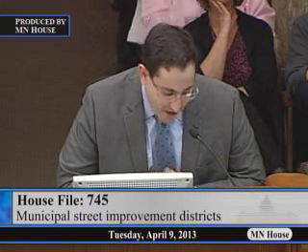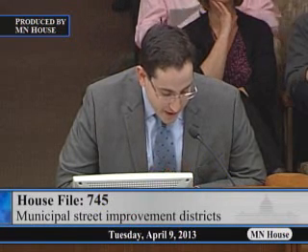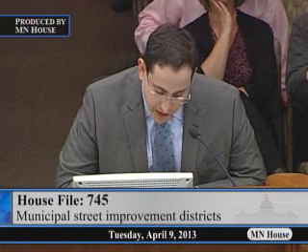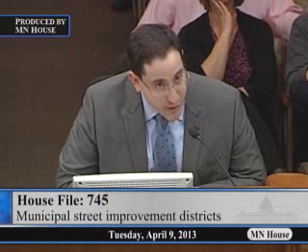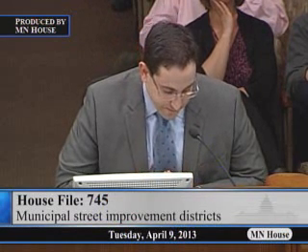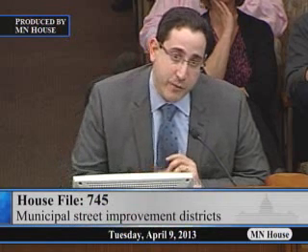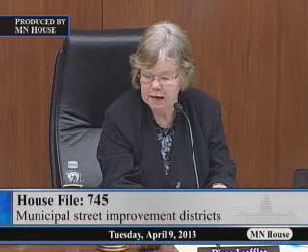And finally, again, property owners are already paying for street improvements through property taxes and other taxing mechanisms. We are paying right now for road maintenance and that sort of thing. And so for those reasons, we encourage you to reject this bill. Thank you.